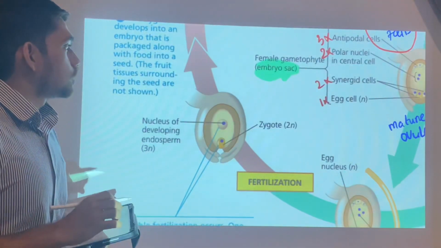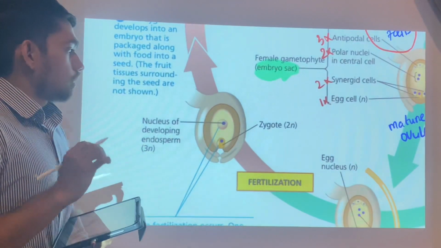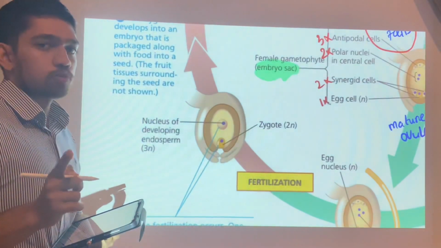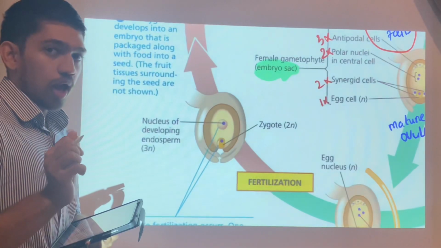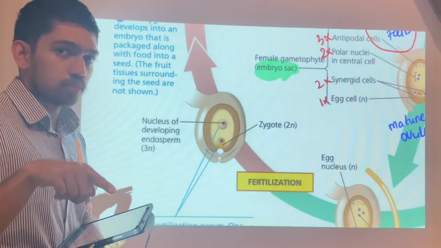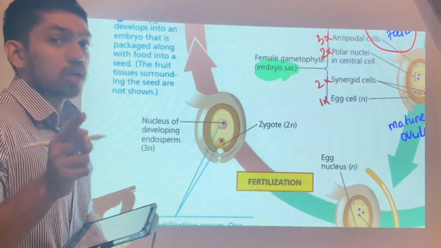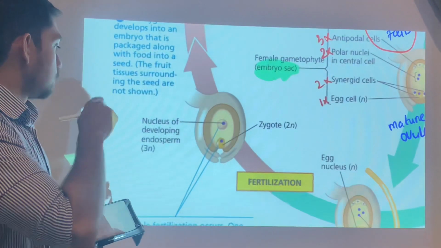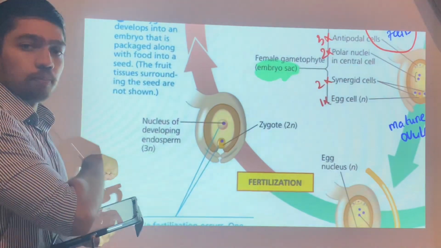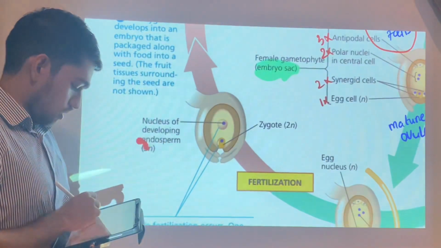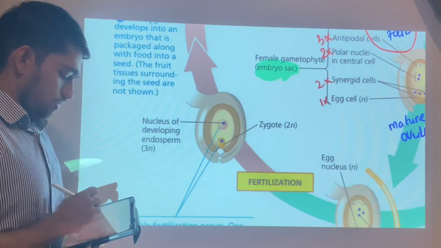You are familiar with the term endosperm. It was found in a gymnosperm seed as well. But if you go back, in the gymnosperm, the endosperm was what? It was haploid, only N, because it was the remaining female gametophyte. But now this endosperm in flowering plants is a triploid endosperm, 3N, very very important to remember.